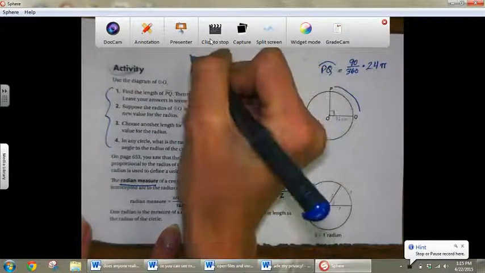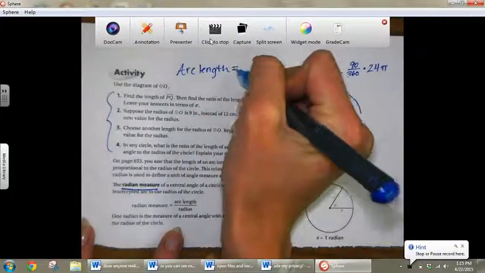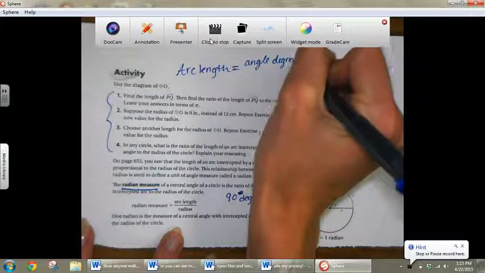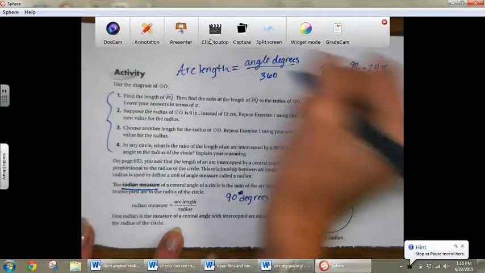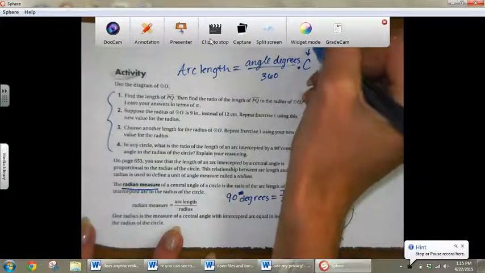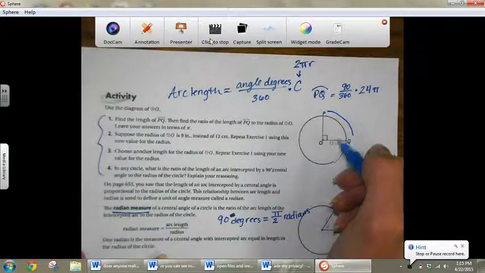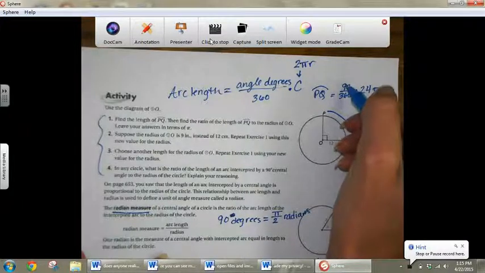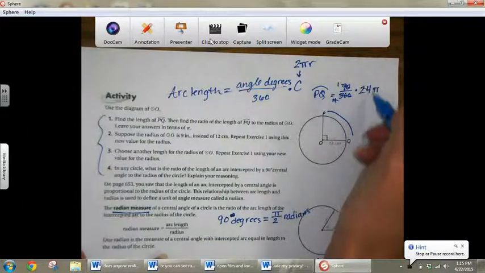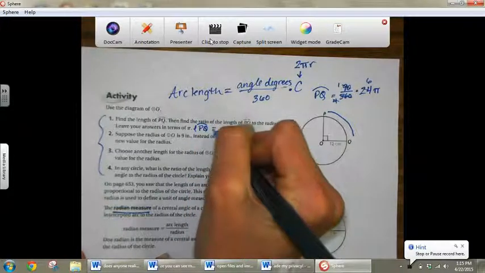So over here to the side, you need to know that arc length is equal to angle in degrees over 360 times the circumference of the circle. Now the circumference, remember, is 2 times pi times the radius. Okay, so I can go ahead and do a little bit of cross-canceling. 90 and 360 will reduce to 1/4. 4 will reduce with 24 to 6. So I get that arc PQ, the length of it, is equal to 6 pi.